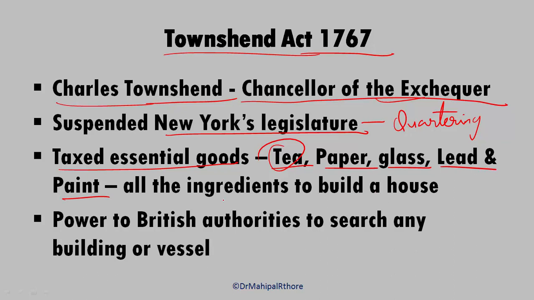Then paper, glass, lead and paint. These are all very important to build a house. So you can imagine that it will become costly to build a house if you tax these items. Also, the British authorities were now empowered to search any building, any house or any ship in the American colonies. This was also very unpopular. Any British officer can just barge into your house without a warrant or without any proper reason.